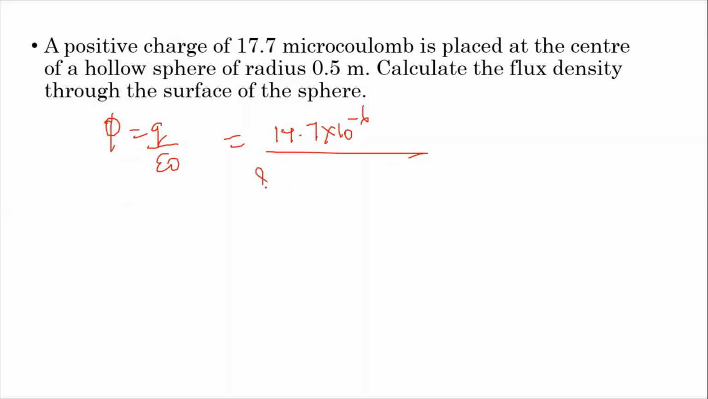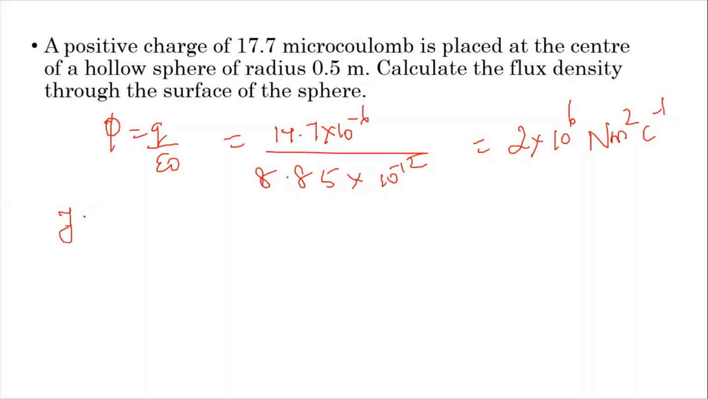Epsilon naught is 8.85 into 10 power minus 12. So when you simplify this, 17.7 and 8.85, it will be approximately equal to 2 into 10 to the power 6 Newton meter square per coulomb. We have discussed regarding the unit in the previous classes. Please go through.